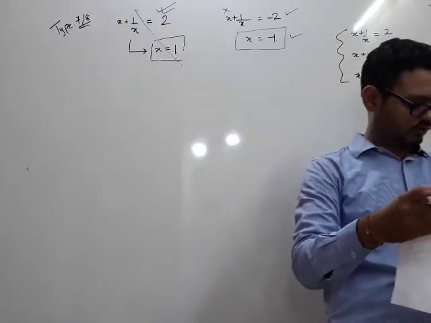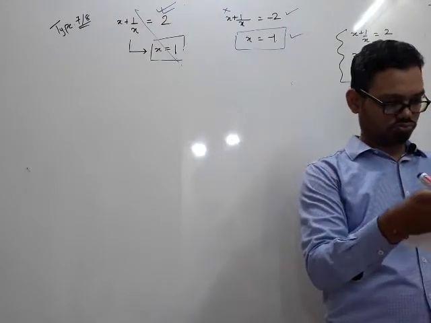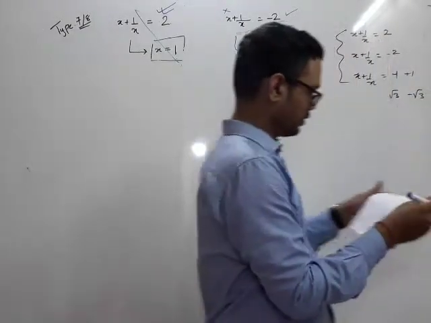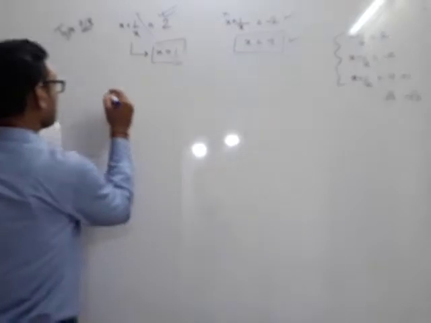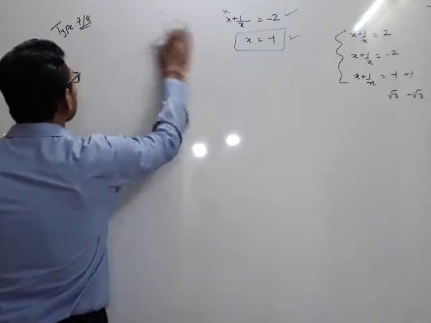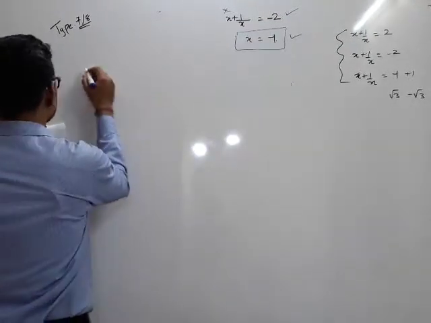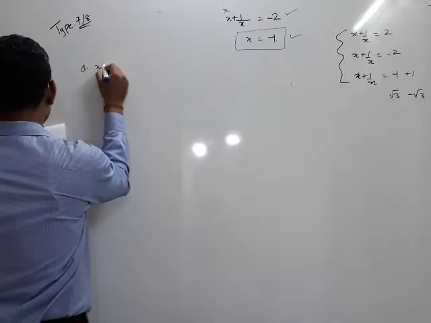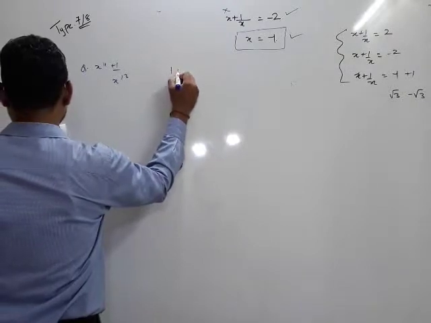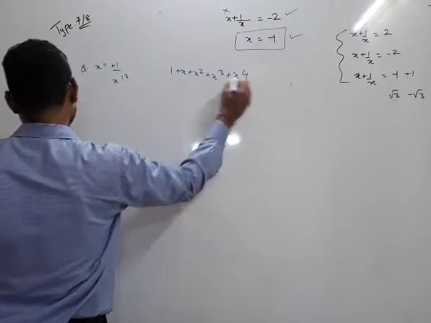questions. We won't waste time, and I'll just write the types of questions. When x plus 1 by x is minus 2, then find x raised to 11 plus 1 upon x raised to 13, and 1 plus x square plus x cube plus x raised to 4.